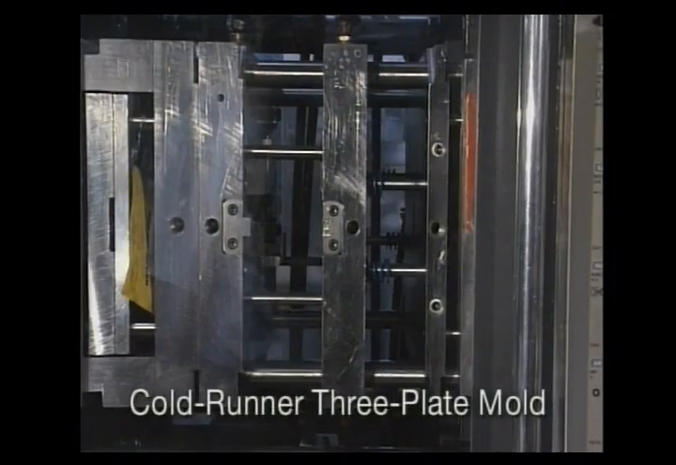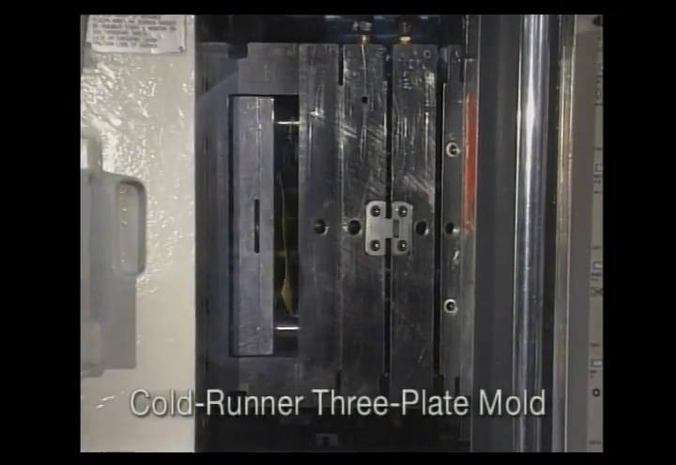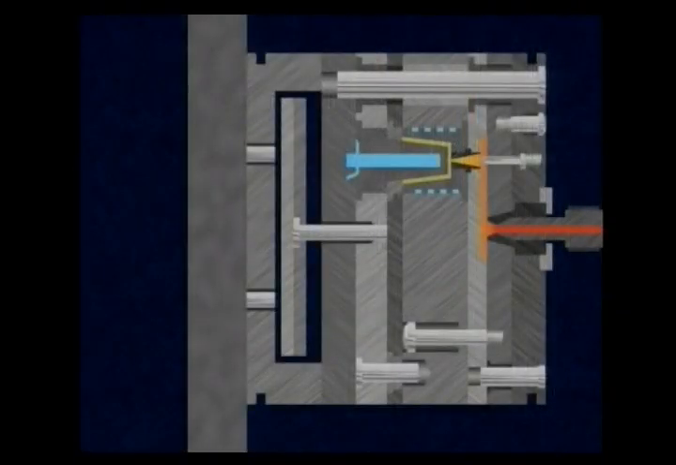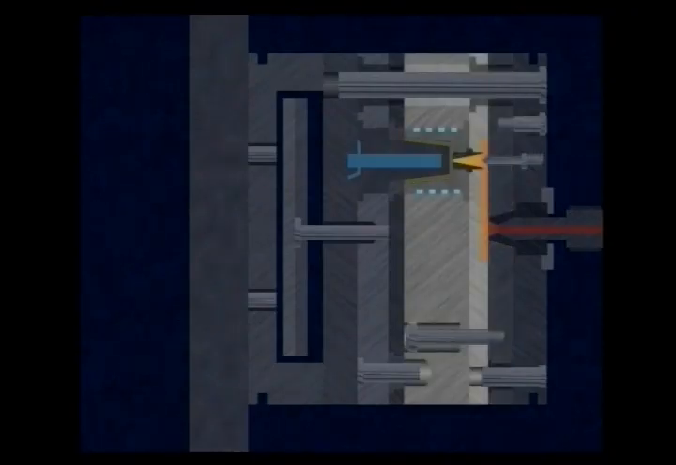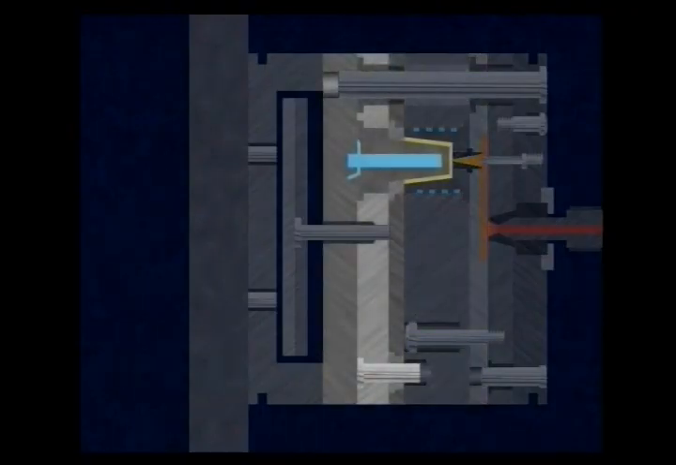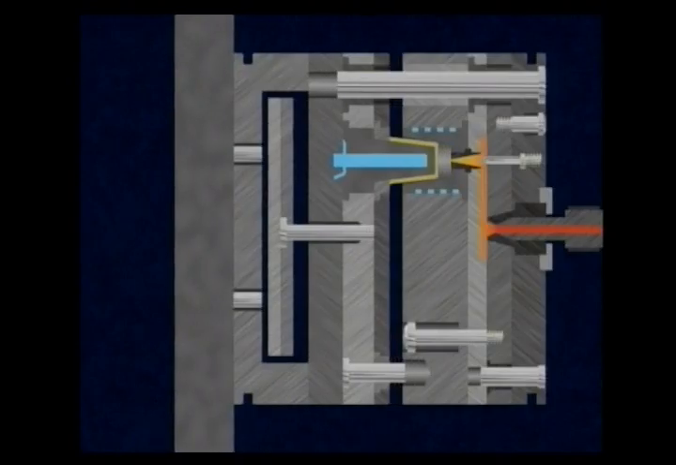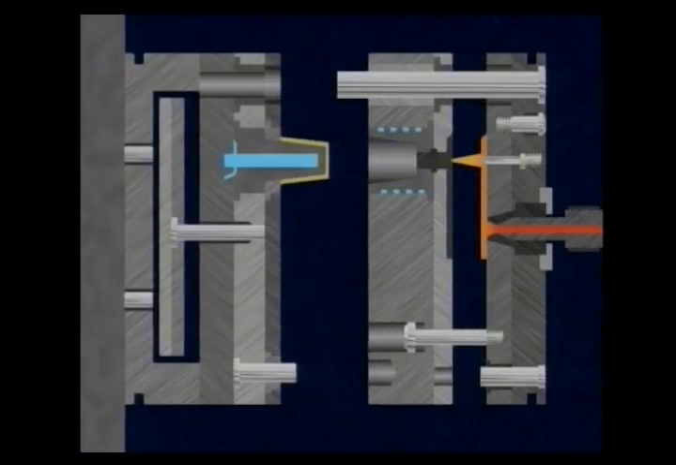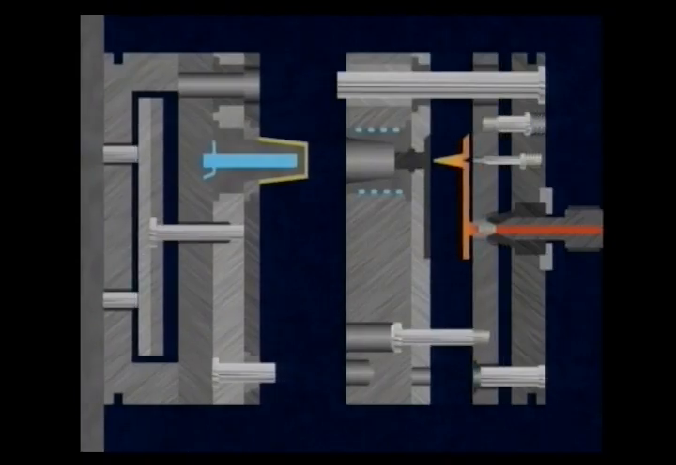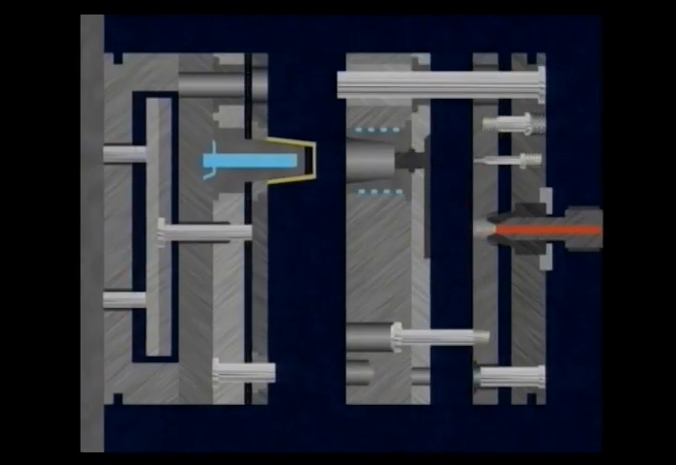The Cold Runner 3-plate mold uses 3 plates to mold the part. These plates include the stripper plate, which contains the sprue, the middle or cavity plate, which holds the cavity, runner, and gate, and the movable plate, which holds the molded part. This type of Cold Runner mold design automatically separates the runner system from the part as the mold opens and is very easy to automate.